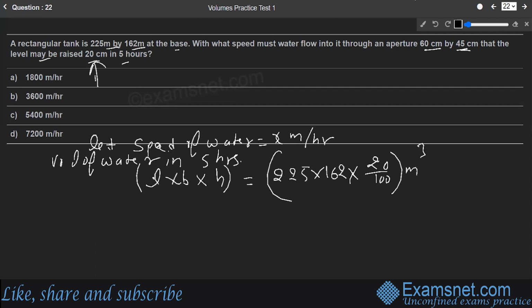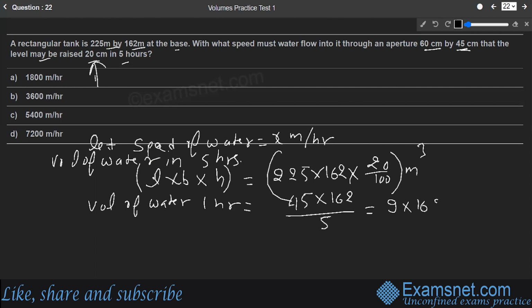Okay, so if this is to be risen in 5 hours, then the volume of water to be risen in 1 hour will be simply this divided by 5. So you need to divide this by 5, so it comes out to be 45 into 162 divided by 5. That becomes equal to 9 into 162 meter cube. This much is the volume of water to be flowed in 1 hour only.